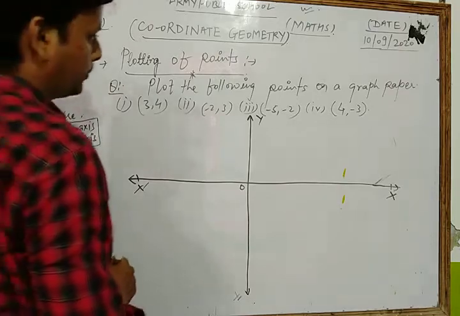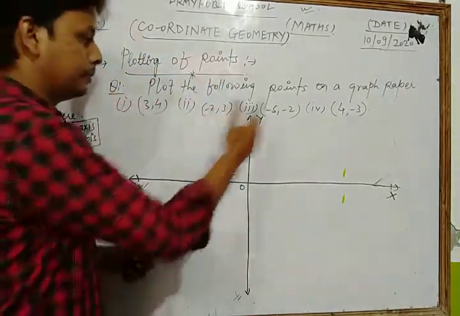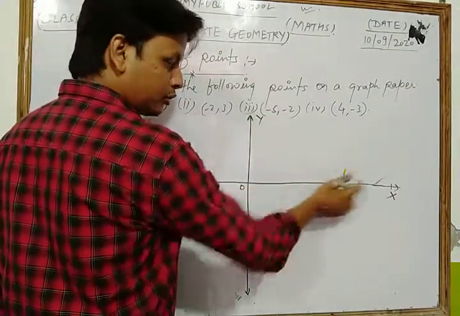Y axis. Now look, this one is the positive of y. Now, first of all, we mark up some points on the graph paper in this way. This is the positive direction of x.